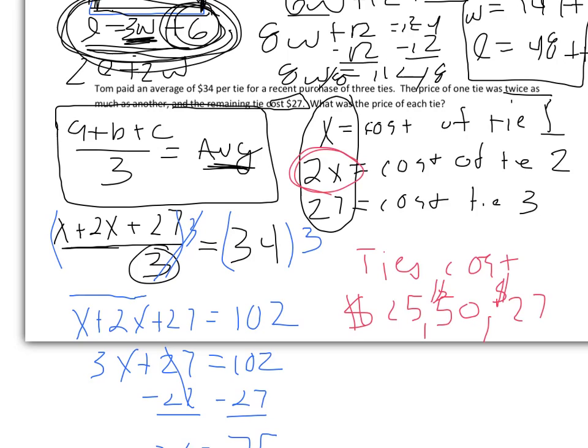And then the question is, does this make sense? The average cost was $34. So if we add these together and divide by 3, 25 plus 50 gives us 75, plus 27 is 102. If we divide that by 3, we do get 34, so it makes sense that those are the tie costs. So hopefully that made sense.